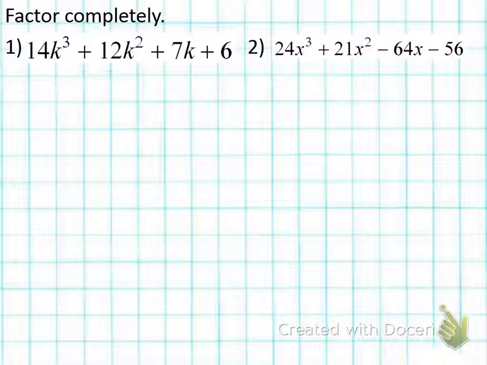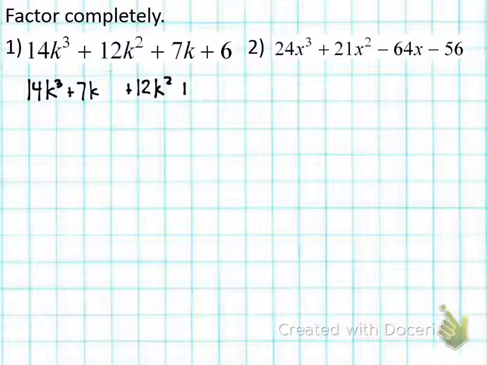So it's not going to be in descending order now. 14k cubed, and I'm going to bring that 7k next to it, plus 7k, and then we got plus 12k squared plus 6. Okay? Now the ones that have the common factor are together, so I'm going to group them using parentheses, like this. And I'm going to take that plus sign in the 12 and put it into parentheses. And then I'm going to add a plus sign in between here. Okay?